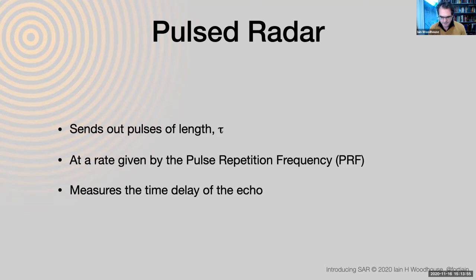Let me just try that again. There we go. Increase the volume so it's loud enough.